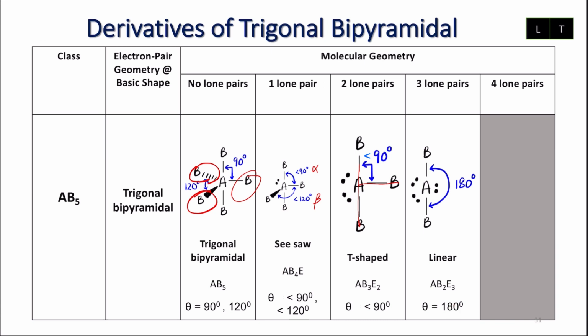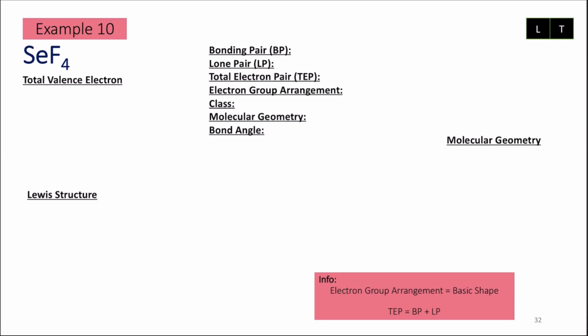So ini adalah derivatives of trigonal bipyramidal. We have 3 of them: seesaw, T-shape and linear. Let's try example 10 where I have SeF4. So we are going to count the total valence electrons. Se has 6 valence electrons, and then 4 fluorine atoms, so you have 4 times 7 valence electrons. The total will be 28 valence electrons.